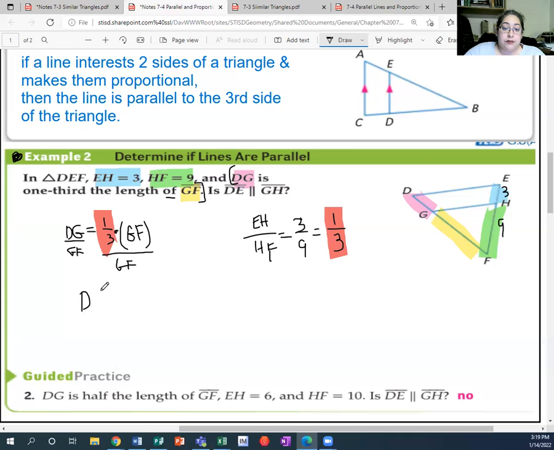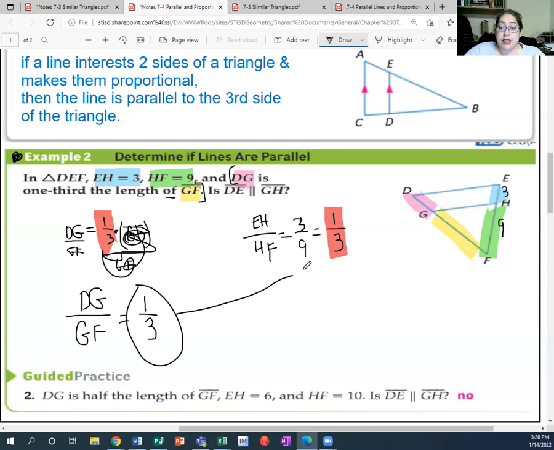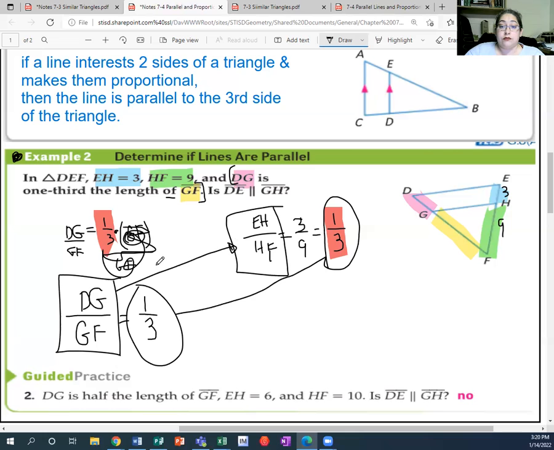All right, I'm going to clean up this mess that I've made. So I have DG on the top. I now have GF on the bottom. And on the right-hand side, these GFs are going to cancel each other out, leaving me with 1/3. Look, this fraction is now the same as this fraction. And this fraction is the same as this fraction. That means that these two fractions are equal. That means these side pieces are in proportion.